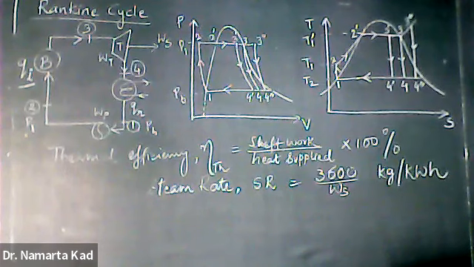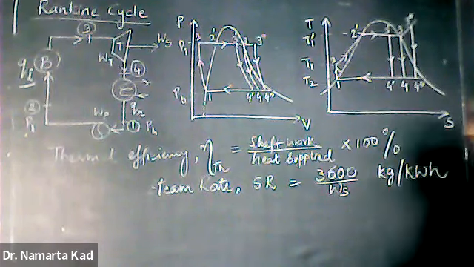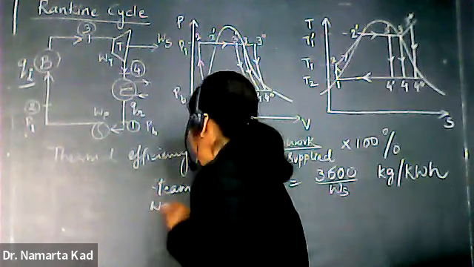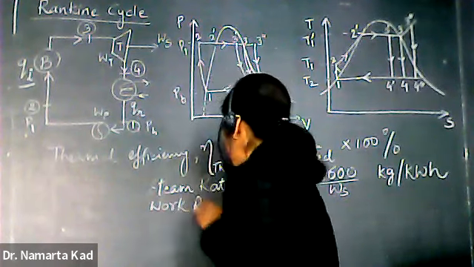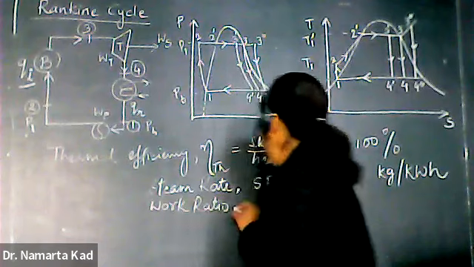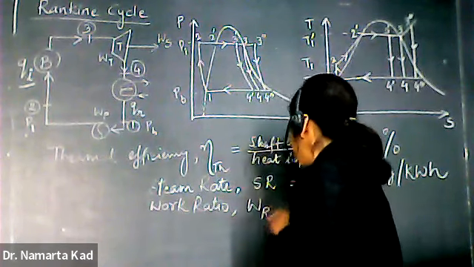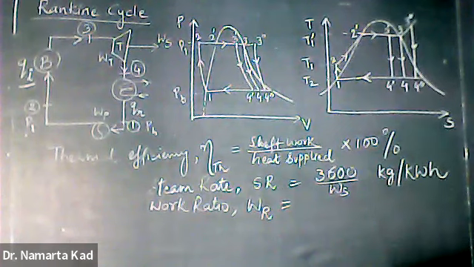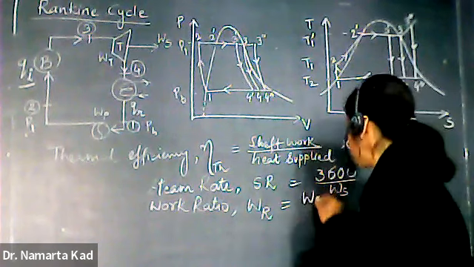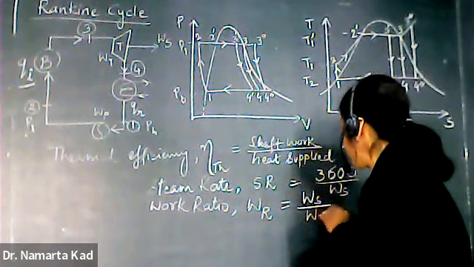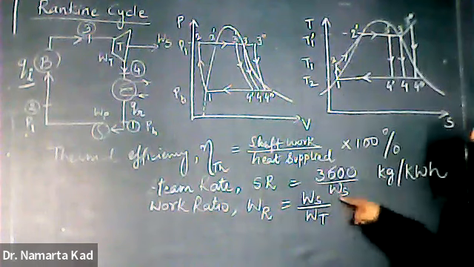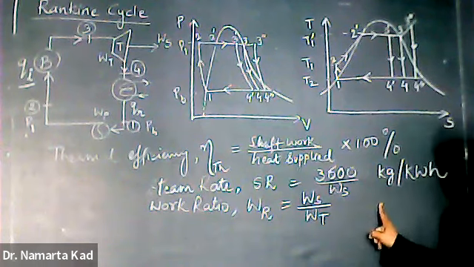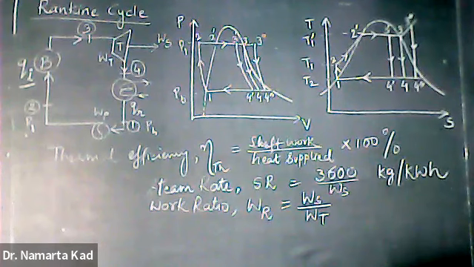So the next one is the work ratio, which we have already defined during the process also. Work ratio, WR, is the ratio of shaft work to the turbine work, that is WS divided by WT. Both are works, so it has no units.